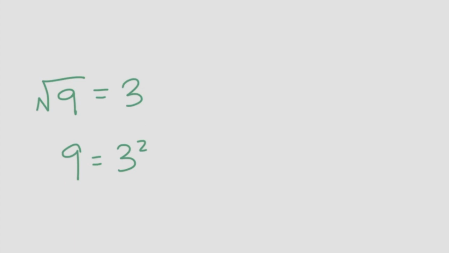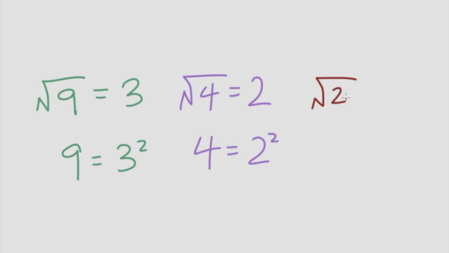In the same way, root 4 is 2, because 4 is equal to 2 times 2. 2 to the power of 2 is 4. So because I can square 2 to get 4, I square root 4 to get 2. Notice I'm going the reverse order. And finally, root 25, the square root of 25 is equal to 5, because 25 is equal to 5 to the power of 2. I square 5 to get 25, so that's why I square root 25 to get 5.